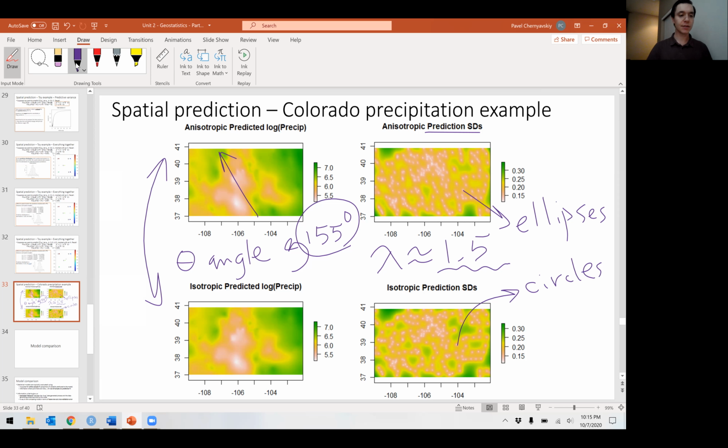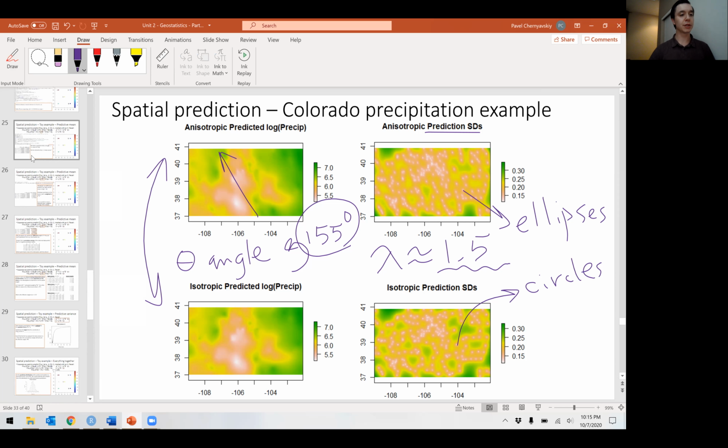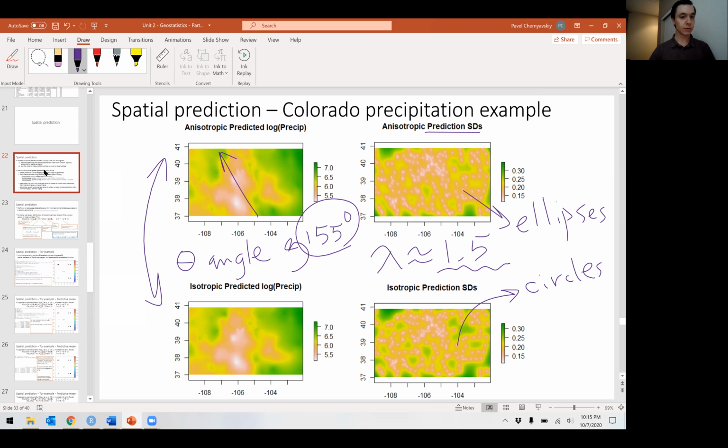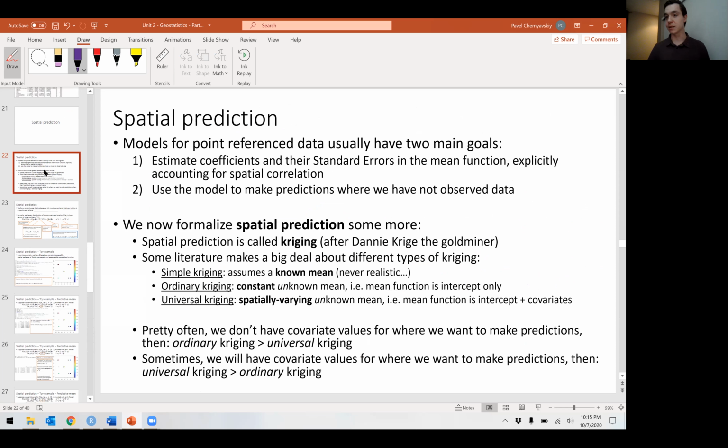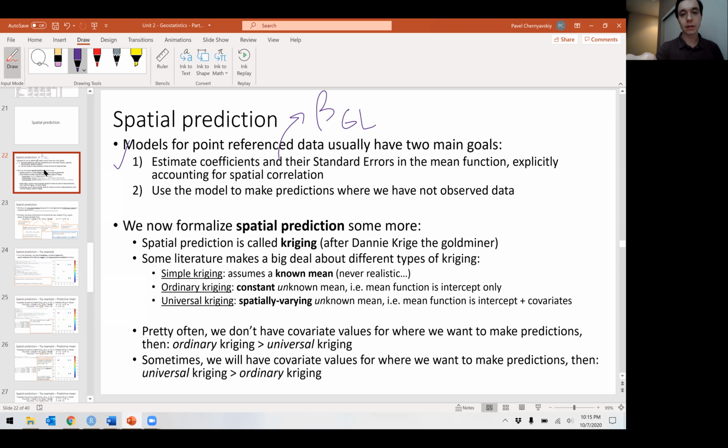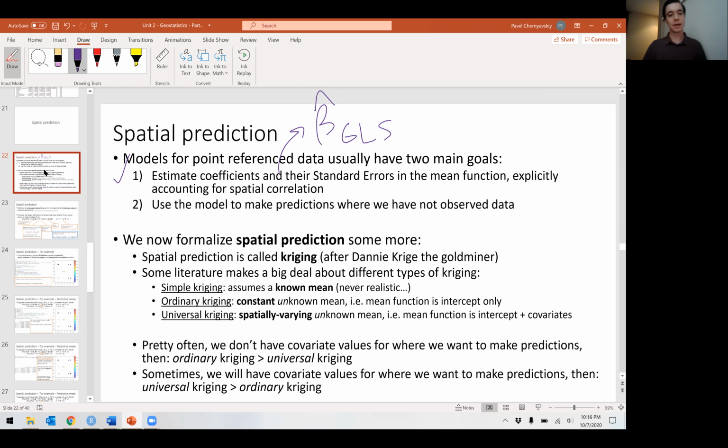So today, I wanted to dive deeper into how prediction is performed, because after all, that is one of the two major goals of modeling with geostatistical data. The first is to estimate coefficients and their correct standard errors. And this is where spatial information enters through those GLS equations that we saw when we were doing our maximum likelihood by hand example.